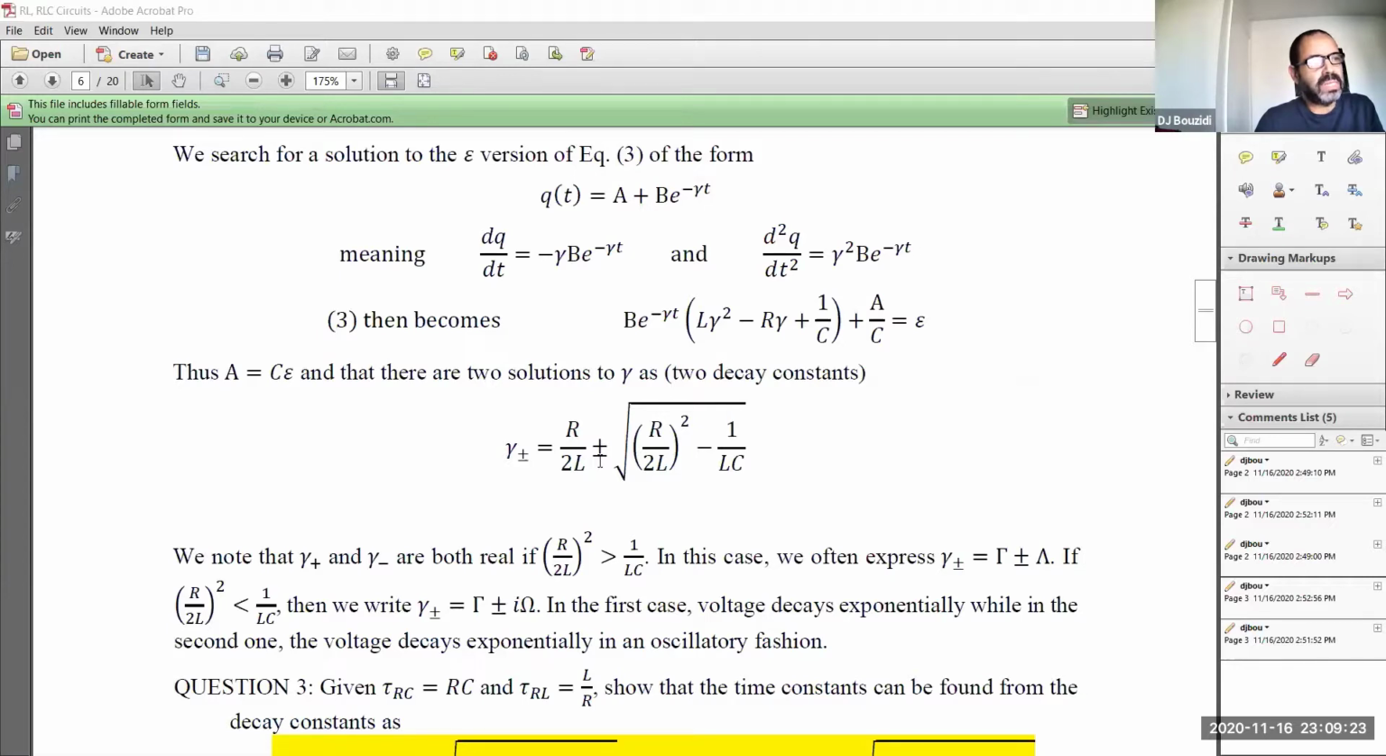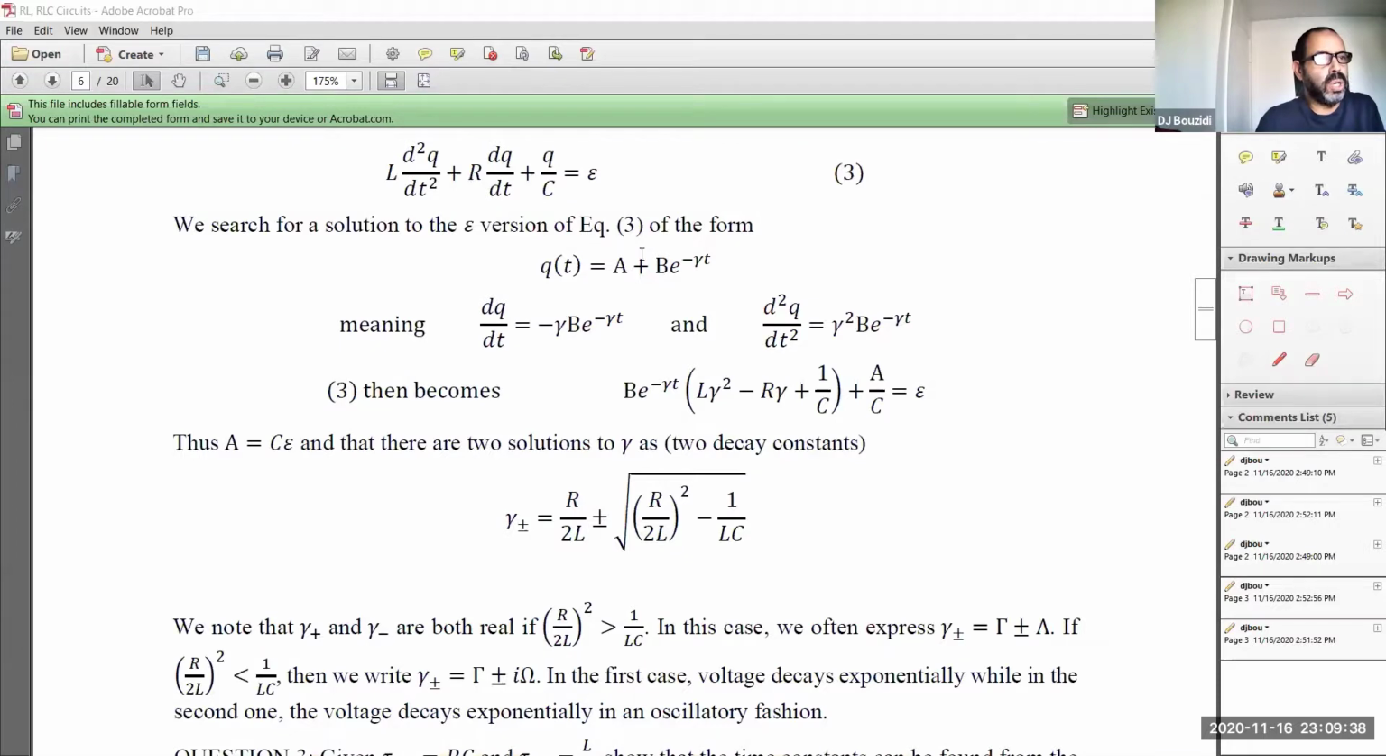In the case of the negative sign, it's still positive because this term is in here, 2 squared minus something. So this term at the end is going to be less than this one. When you subtract a small number from a bigger number, it's still going to be positive. So both of them are going to be positive, and the exponential in here will decay because gamma is positive for both cases. If gamma were negative, this is an exponential growth, which would be weird because where is that energy coming from? It's only coming from a battery.